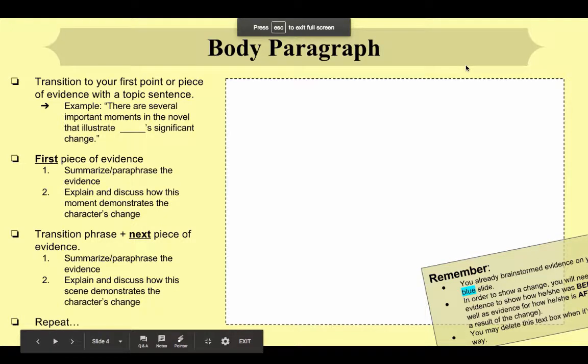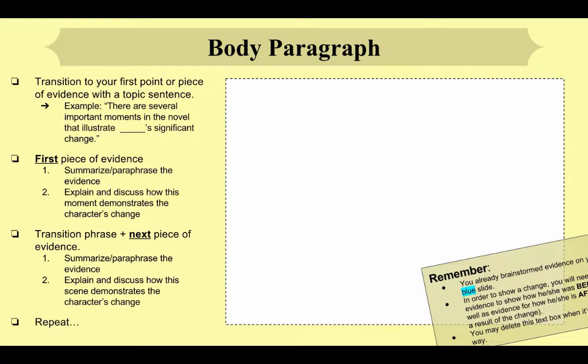Today we're going to be working on the body paragraph of your literary analysis. And as we talked about yesterday, you need to follow the directions along the left-hand side, and it really spells it out step by step. So the first thing we see is that you need to now transition to your first point or your first piece of evidence, but there has to be some sort of topic sentence.